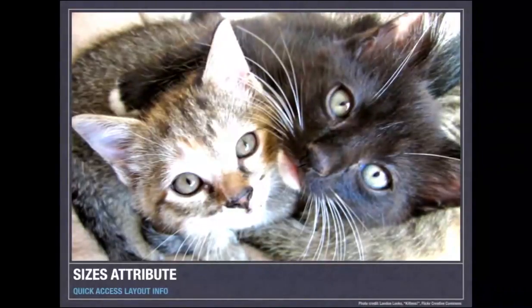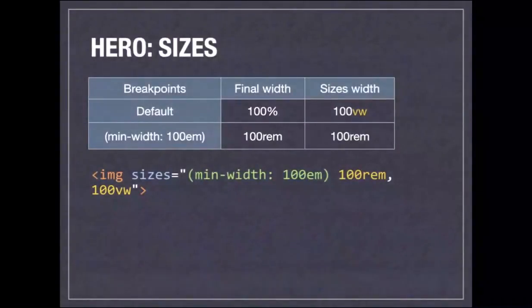So the sizes attribute, we talked about that a little bit before. We're going to put our information for our hero image in there. So we have the min-width of 100 ems. That's our media query. You can't do a full media query in sizes, but you can do most of it. It's called a media condition. So we have our media condition, and then we have our width for how big that is on the screen, and it's 100 rems. And then we have 100vw, which is 100% of the viewport. So we've taken our layout information and we put it into the sizes attribute.